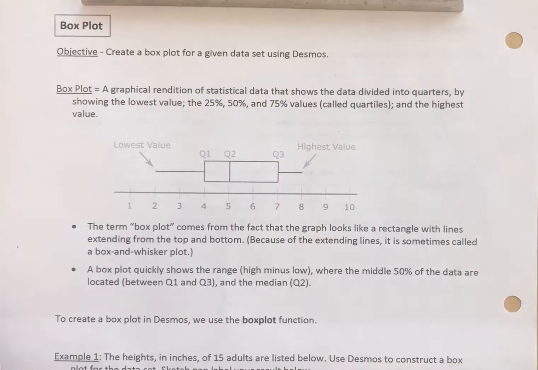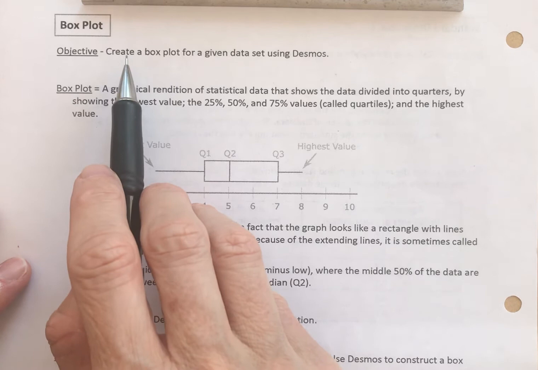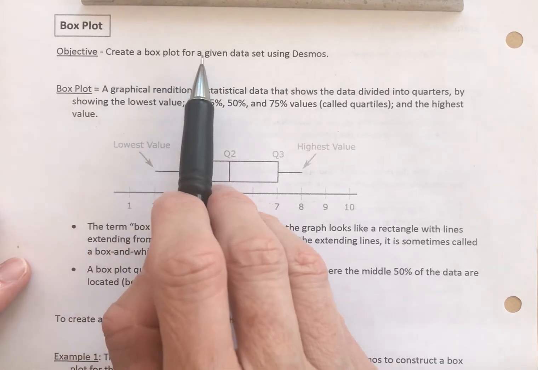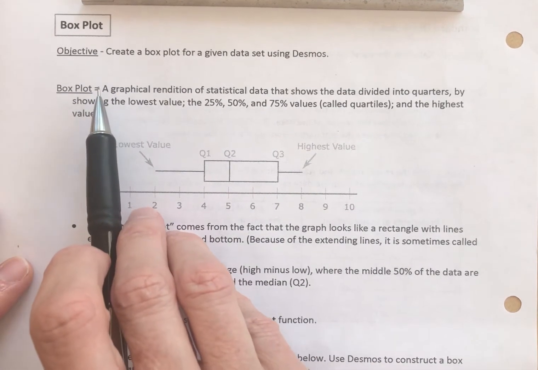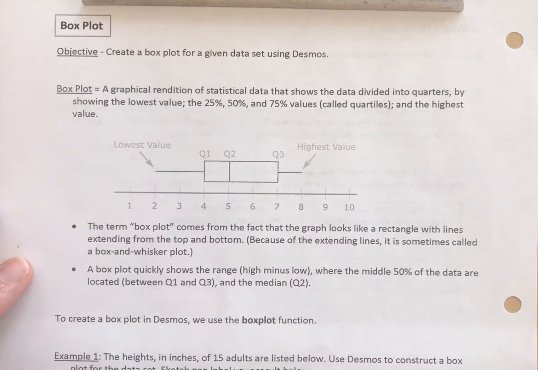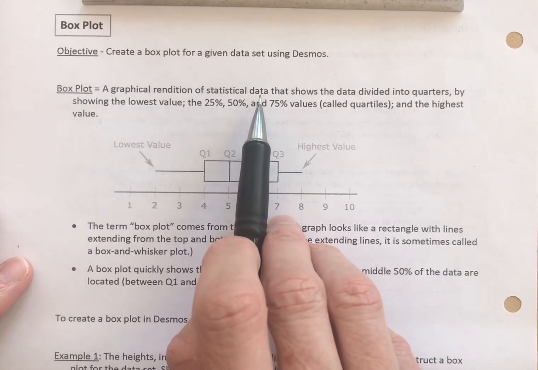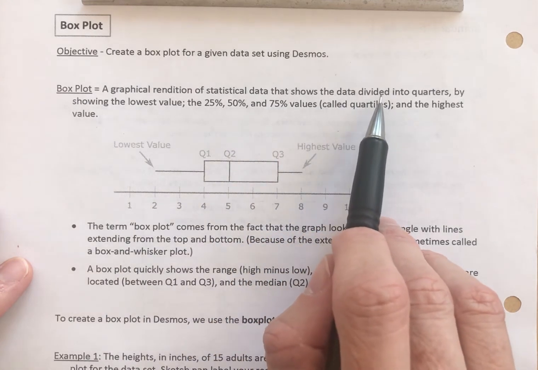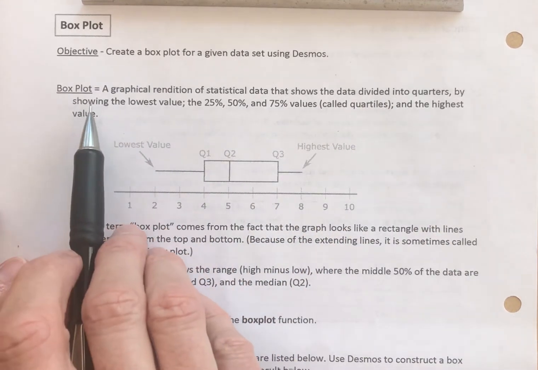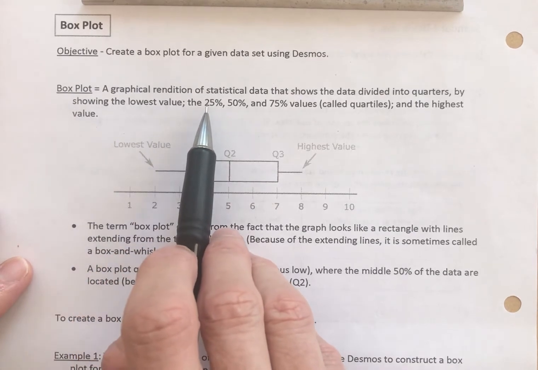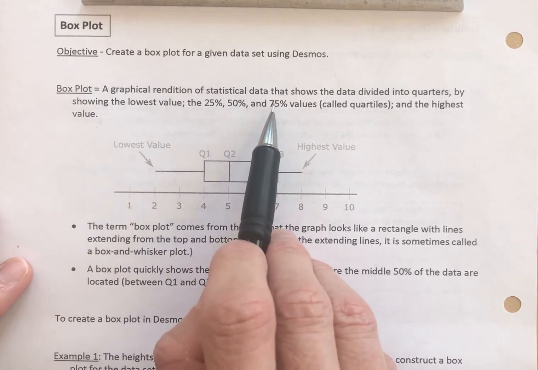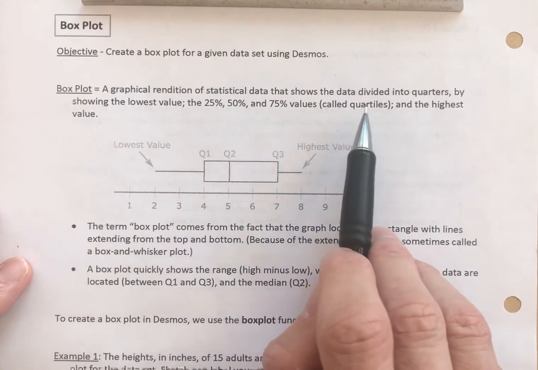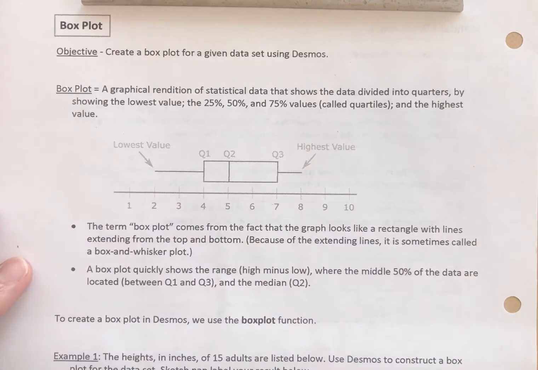Box plots. Okay, our objective here, we want to create a box plot for a given data set using Desmos. Well, what's a box plot? A box plot is a graphical rendition of statistical data that shows the data divided into quarters by showing the lowest value, the 25th percent value, the 50th percent value, and the 75th percent values. They're called quartiles, and the highest value.